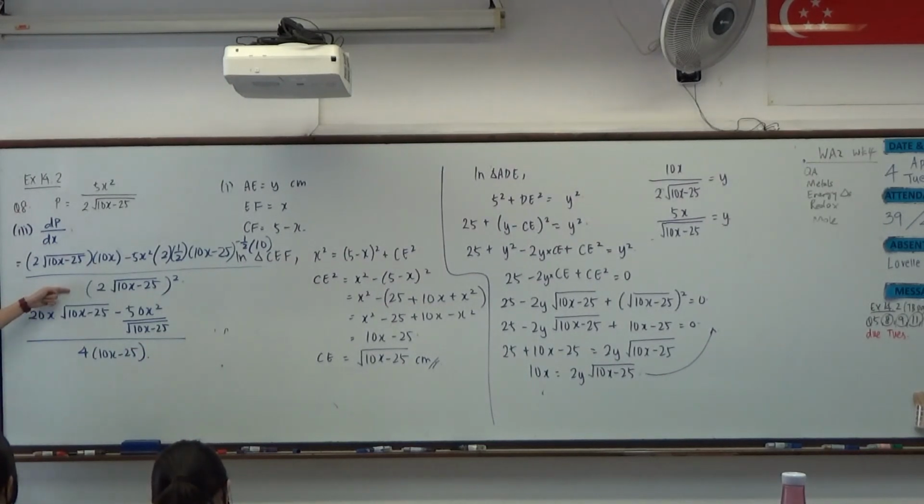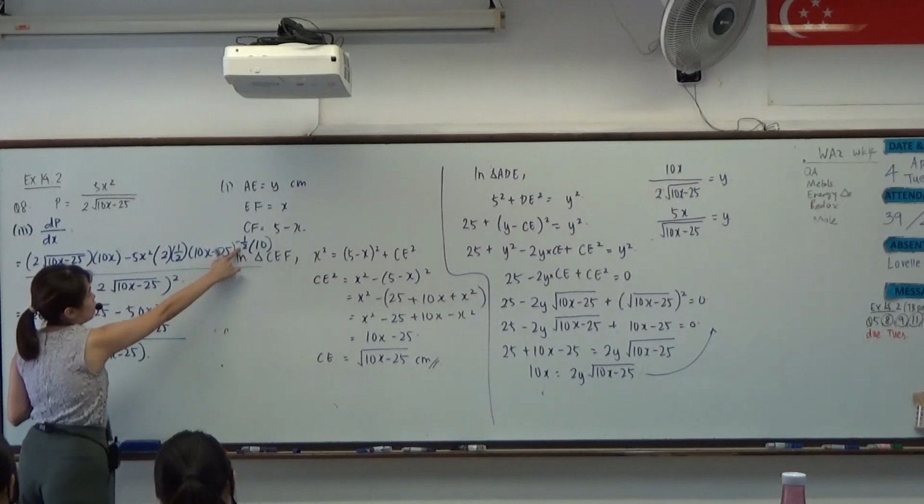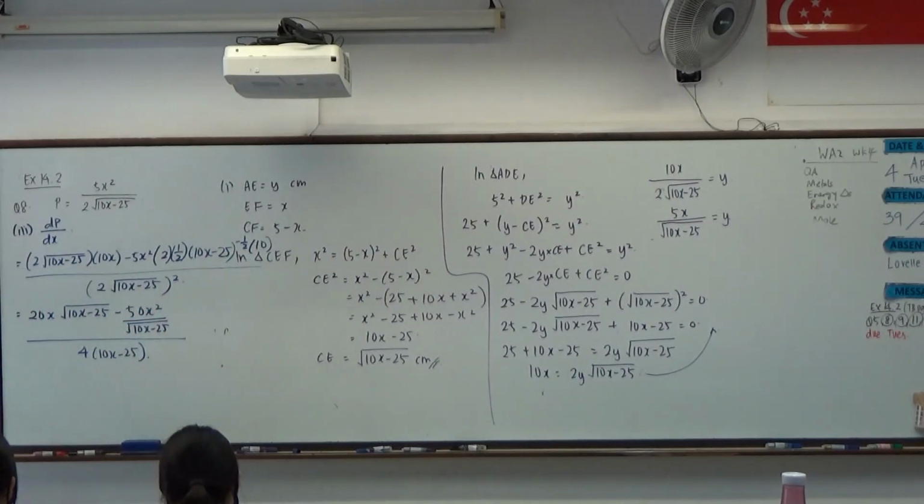So in the denominator, when we square our 2, you remember to square, you get a 4. The square root will disappear because we're squaring it, and hence we get 10x minus 25. This part, because it's a power of negative half, it goes to the denominator. It will be more manageable if you know how to simplify it before we equate it to 0 to find the minimum or the stationary value.